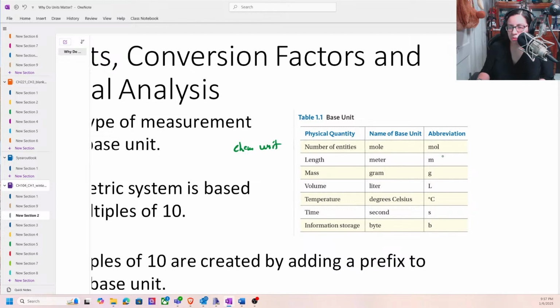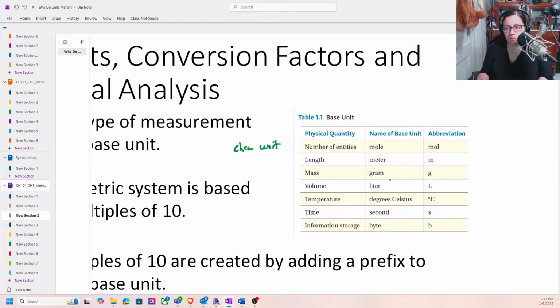So this is used to describe chemical quantities. We'll hold our thoughts on this one. But length, notice our base unit is a meter, abbreviated with an m. And then mass, our base unit is gram. Note that's a little different because in physics, for example, they usually use kilograms, at least commonly. But just remember that your base unit is grams here, with a little g.